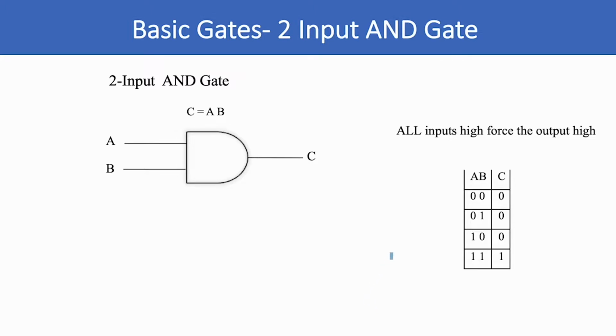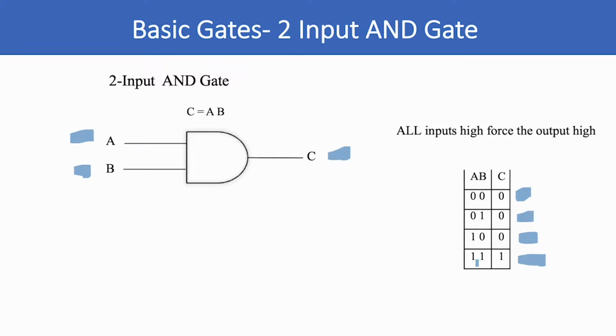We're going to start off with the two-input AND gate. The two-input AND gate is as shown in the truth table for inputs A and B and output C. Whenever A and B are both 0, the output is 0. Whenever A is 0 and B is 1, the output is 0. Whenever A is 1 and B is 0, the output is 0. Only when A is 1 and B is 1 is the output a 1.